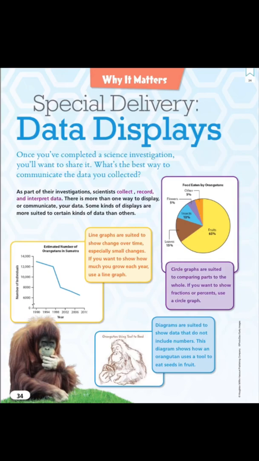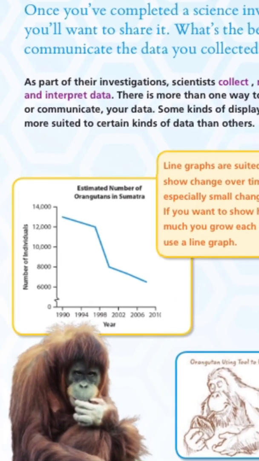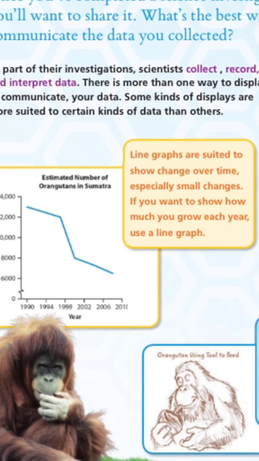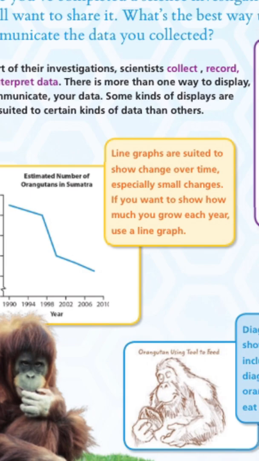As we said last session, we are talking about data displays, and we saw different types of data displays, or how to display the data. Here we said the first way is the line graph. We have a lot of graphs and each one we use in a certain investigation.